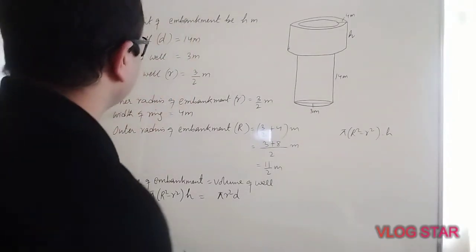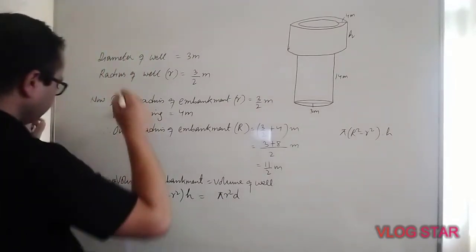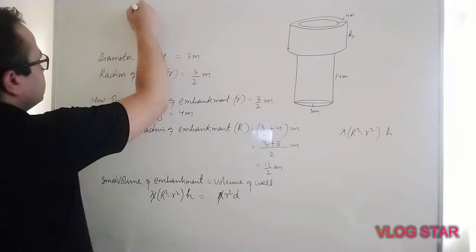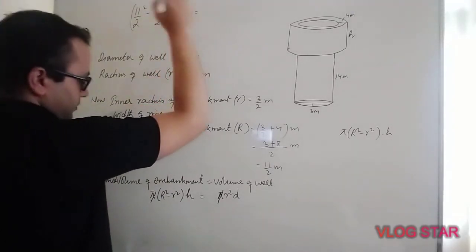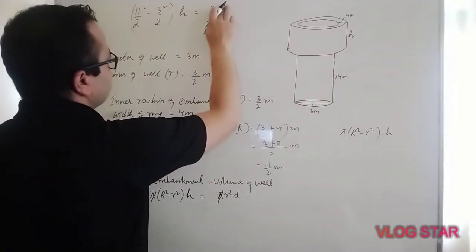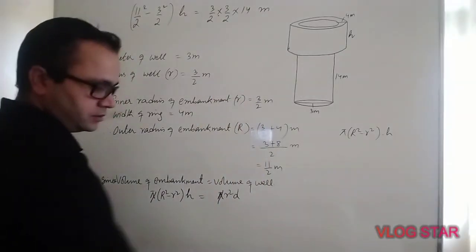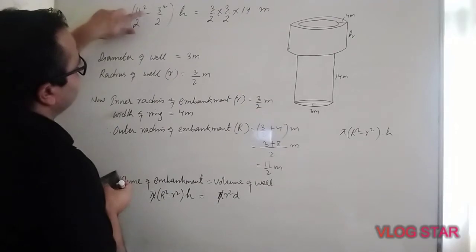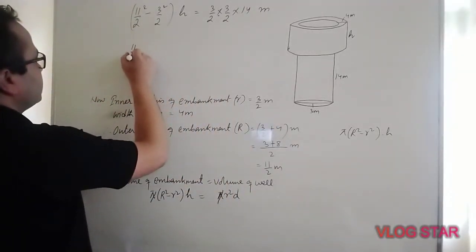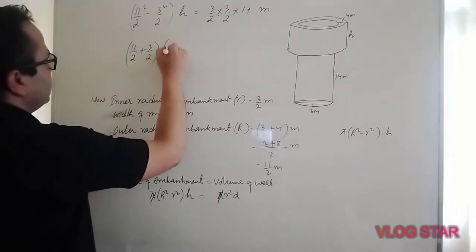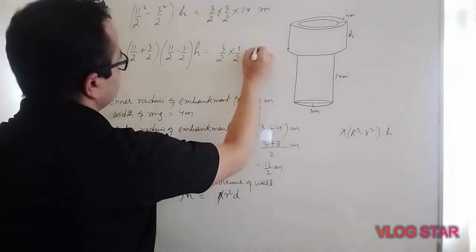Now put the values. We can cut pi here. So R square is 11 by 2 square minus 3 by 2 square, h we have to calculate. Here r is 3 by 2 square, means 3 by 2 into 3 by 2 into h is 14, in meter. We can convert it into a plus b, a minus b, because a square minus b square is a plus b into a minus b. So 11 by 2 plus 3 by 2 into 11 by 2 minus 3 by 2 into h equals 3 by 2 into 3 by 2 into 14 meter.